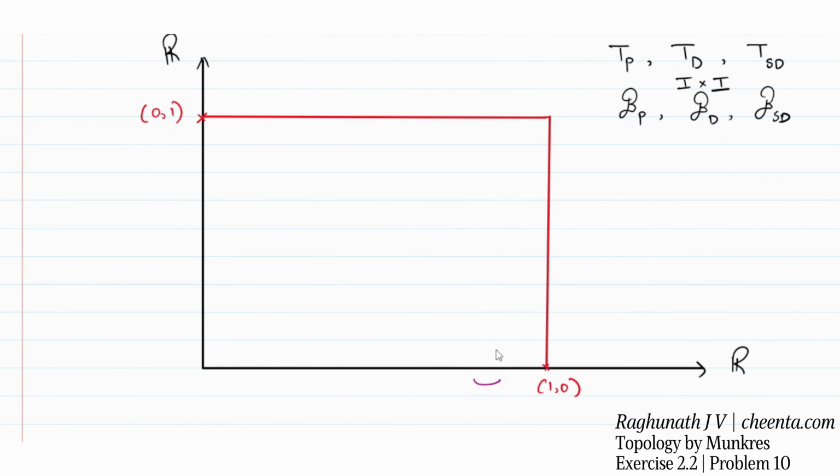Now let us consider these topologies, that is T_P and T_SD. Which one is finer or which one is coarser, or are they comparable? First let us try to answer that question. So in T_P, we know that the basis elements are like an open rectangular box. So something like this. This is the usual thing.